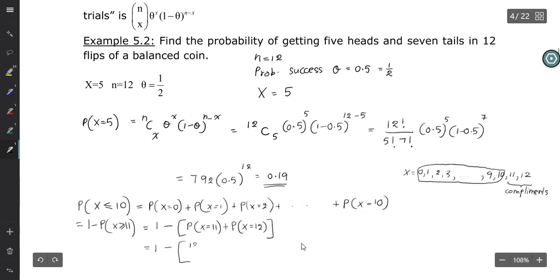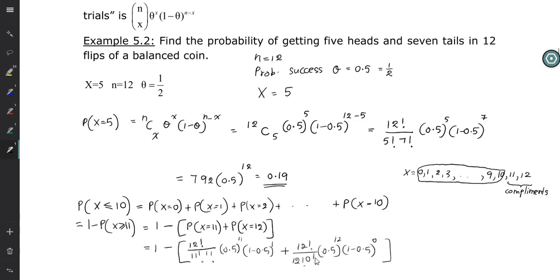So you have 12 factorial over 11 factorial, 1 factorial, 0.5 to the power 11, 1 minus 0.5 to the power 1, plus when x is 12, you get 12 factorial over 12 factorial, 0 factorial, 0.5 to the power 12, 1 minus 0.5 to the power 0. You can easily calculate these probabilities.